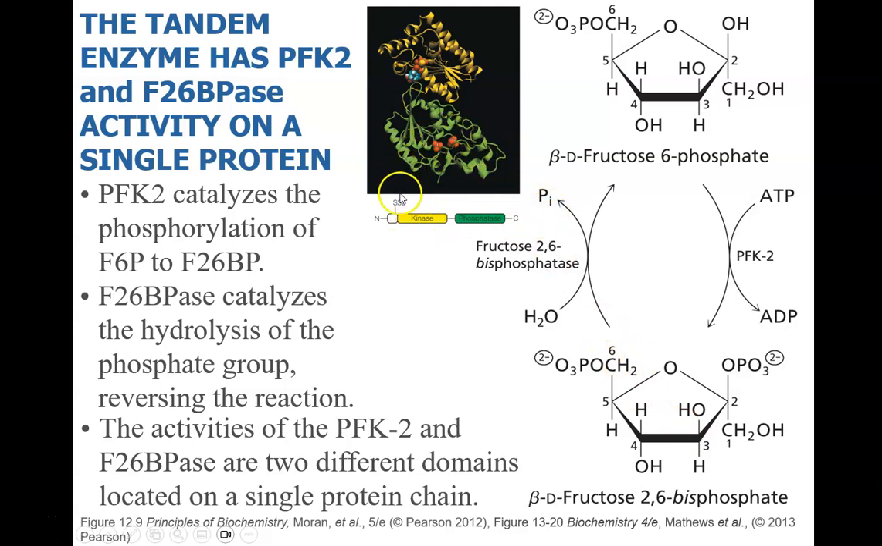And there's an N-terminus. I don't know exactly where it is in this figure, but it's somewhere near the kinase domain. It's probably around here somewhere. But there's a serine that can be phosphorylated, and that serine will determine which one of these enzymes is on and which is off. So when the kinase is on, the phosphatase is off, and when the phosphatase is on, the kinase is off. So in this tandem enzyme, these enzymes both aren't active at the same time.